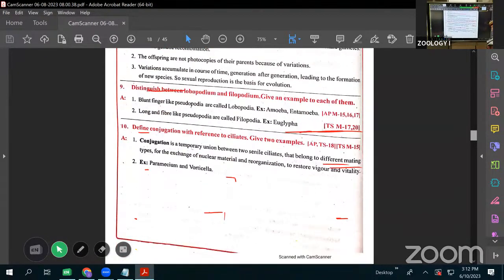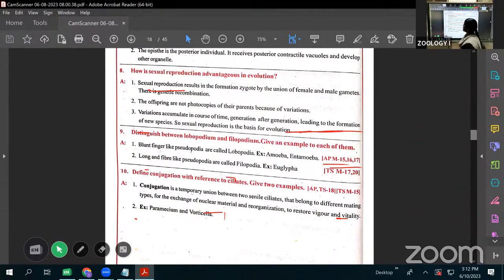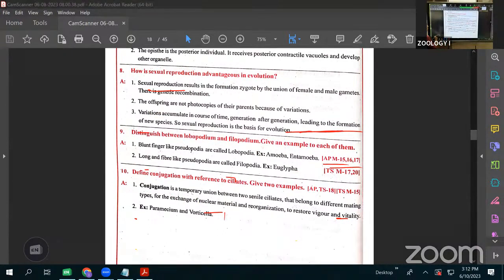Next, this one is also important. Distinguish between lobopodium and filopodium. The blunt, finger-like pseudopodia are called lobopodia. Amoeba and Entamoeba have this type of pseudopodia. Next, the long, fiber-like pseudopodia are called filopodia.